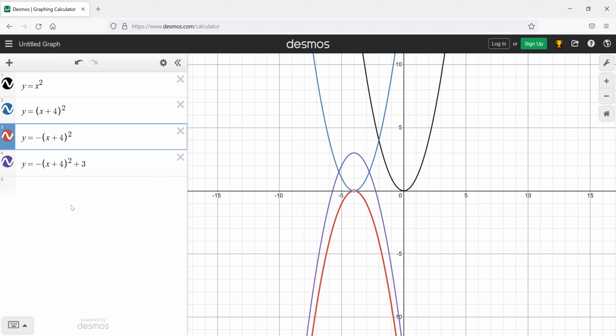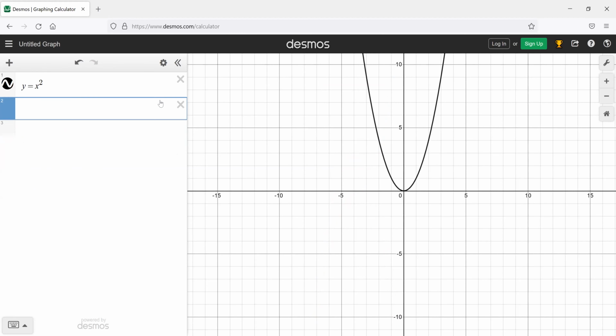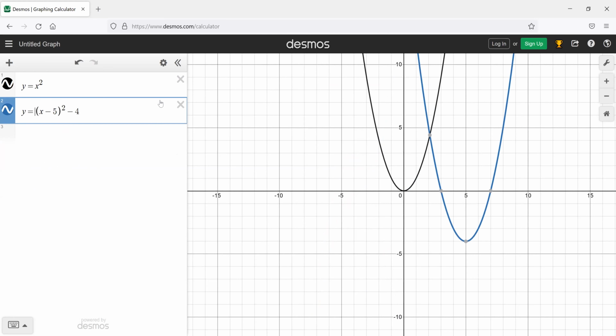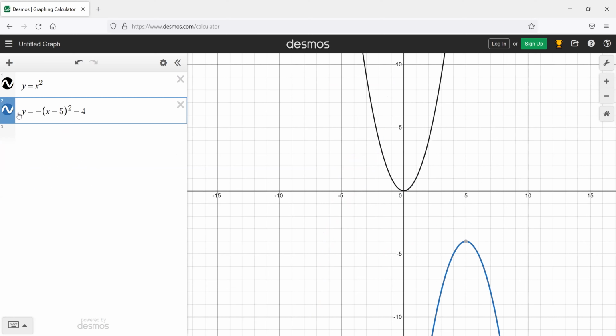Let me give you another crack at a problem here. So it's almost like programming in a way? In a way, yes. So let's go x minus 5 squared minus 4, and let's put a negative in front. What are the 3 transformations of this one?